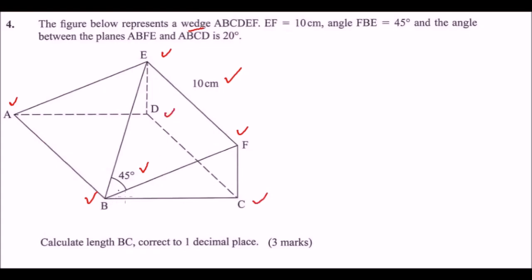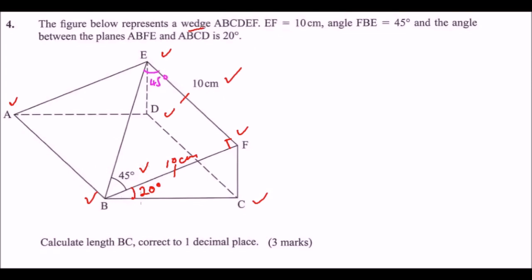So the projection of these two planes is BF. Therefore, we can label this angle as 20 degrees. Now, since this angle is 90 and this angle is 45, it means that these two lines are the same. So BF is 10 centimeters. Once you get that, this angle here is also 45 degrees.